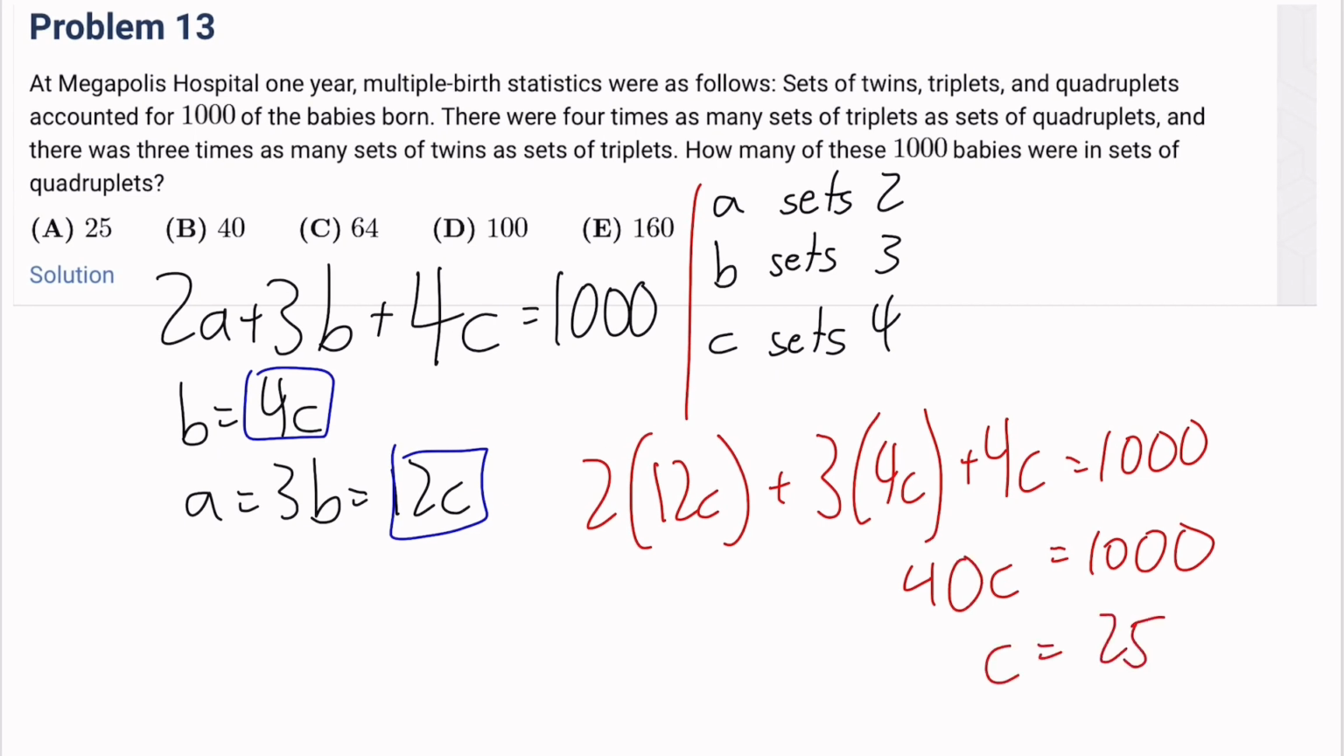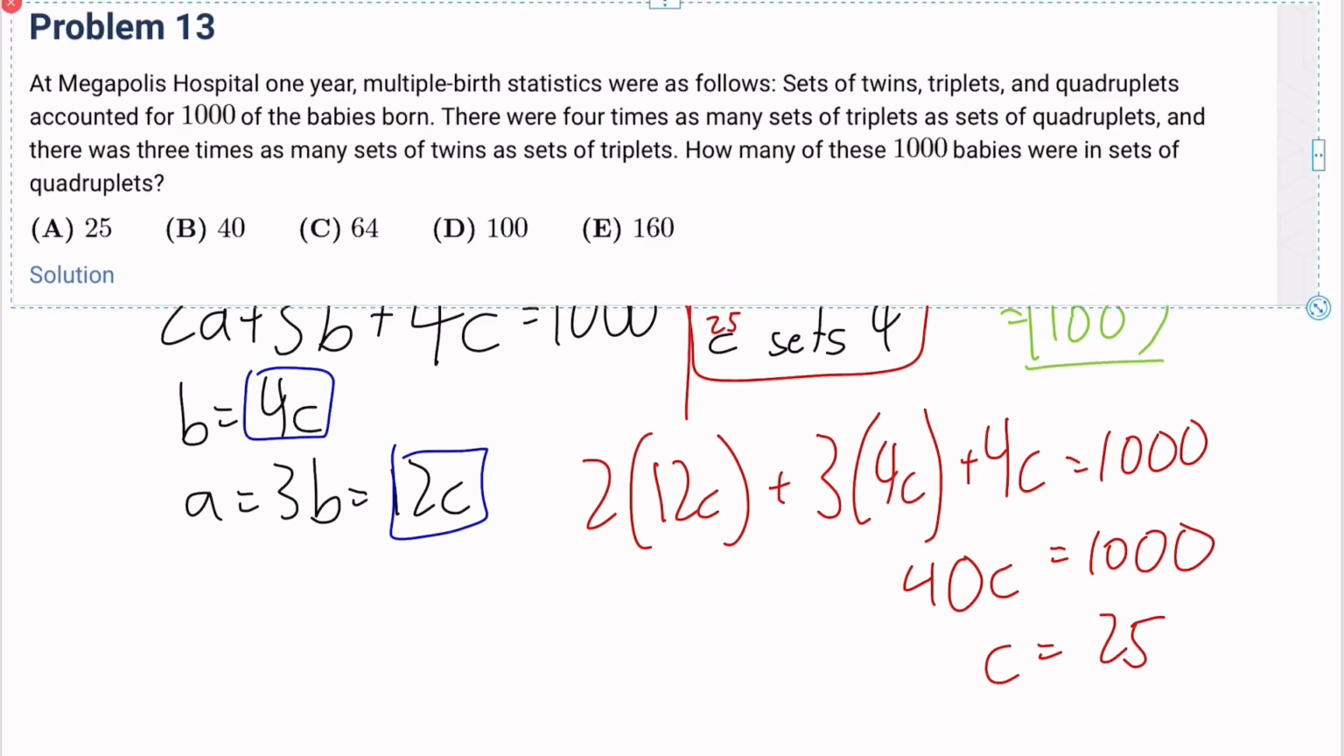So we have 25 sets of quadruplets, but it said how many of these 1,000 babies, not how many sets, right? And so we need to do 25 times 4, so this is 100 babies. So the answer is D.